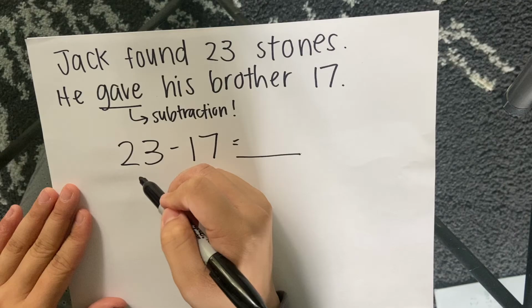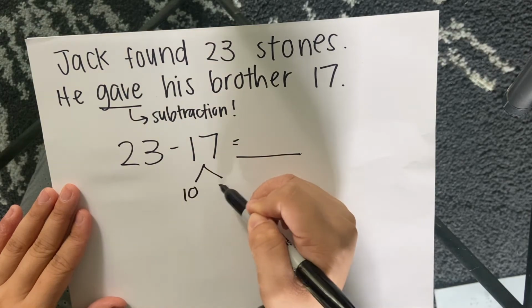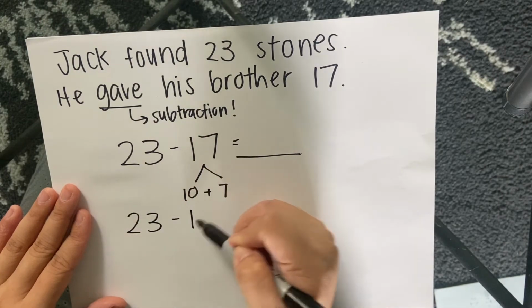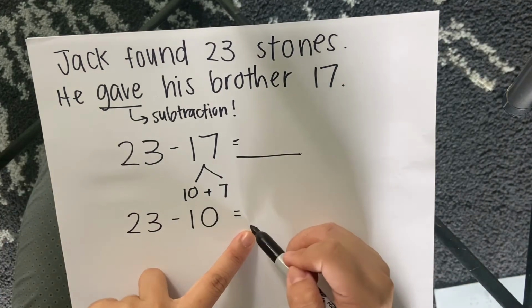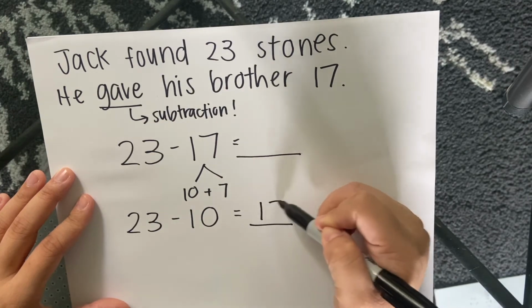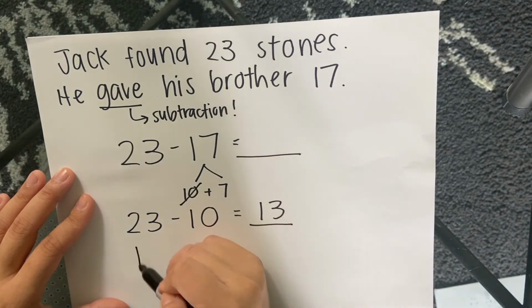For this subtraction problem, I'm going to try the decompose method this time. If you're more comfortable with drawing the dots and the circles, you totally can. So I'm going to decompose 17 into 10 and 7. I'm going to subtract 10 first, 23 minus 10. That's 10 less. That will be 13. And the next one I'm going to do is 13 minus 7.